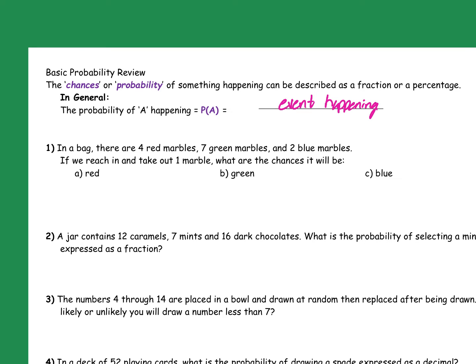Like say I'm drawing marbles, like in the first example, what I want drawn, like blue marbles or whatever's happening, over the total number of chances. So what's my total number of marbles I have, or total number of dice I have, or total number of things that I'm dealing with? Does that make sense? Okay.